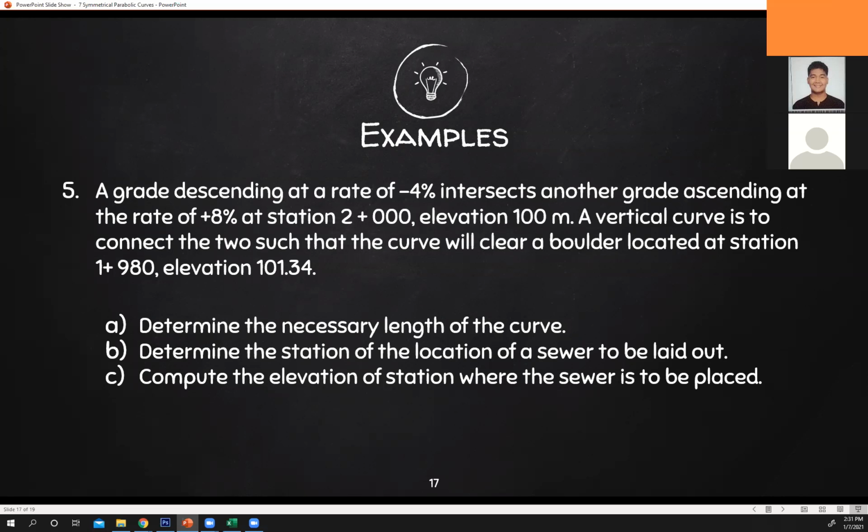a grade descending at a rate of -4% intersects another grade ascending at the rate of 8% at station 2 plus 000, elevation 100 meters. A vertical curve is to connect the two such that the curve will clear a boulder located at station 1 plus 980, elevation 101.34. Determine the necessary length of the curve. Then letter B, determine the station of the location of a sewer to be laid out. Letter C, compute the elevation of station where the sewer is to be placed. So this letter B and C is similar to the question about your culvert.